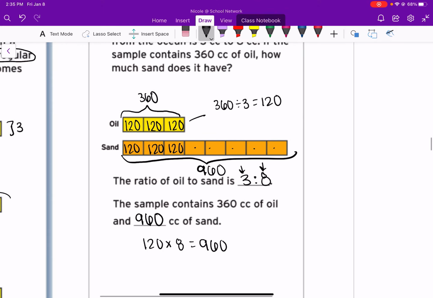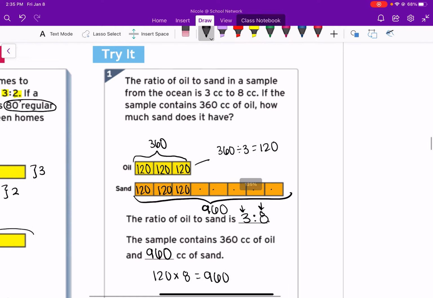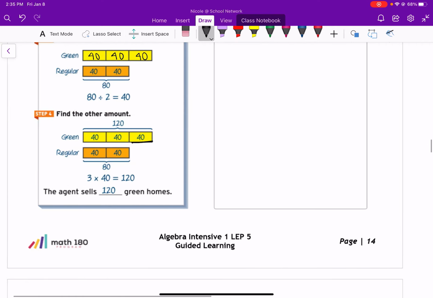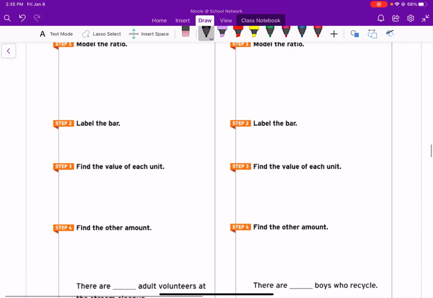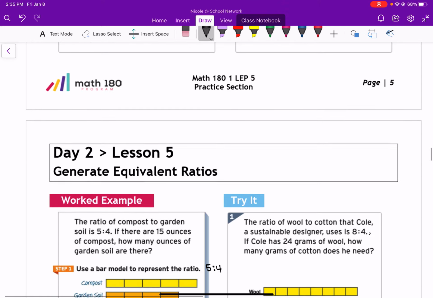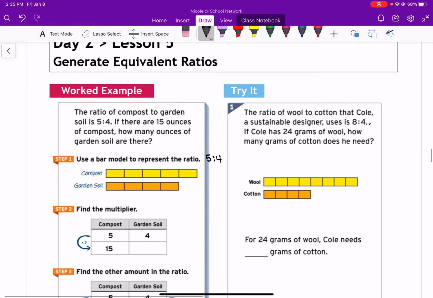Okay, so that's how you do these questions. Let's go ahead and see what the next page is. These are the practice pages. So go ahead and pause this video here and complete these questions. Once you're done with that, let's go ahead and move on to lesson 5, generate equivalent ratios.